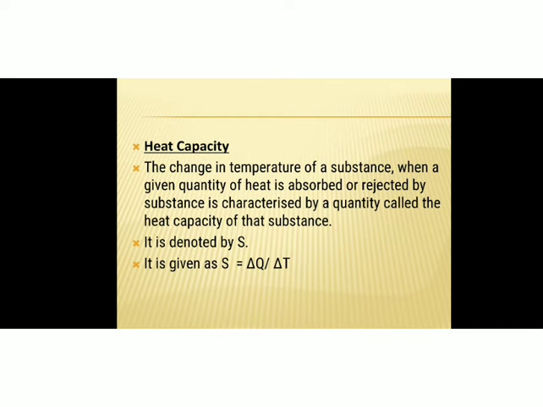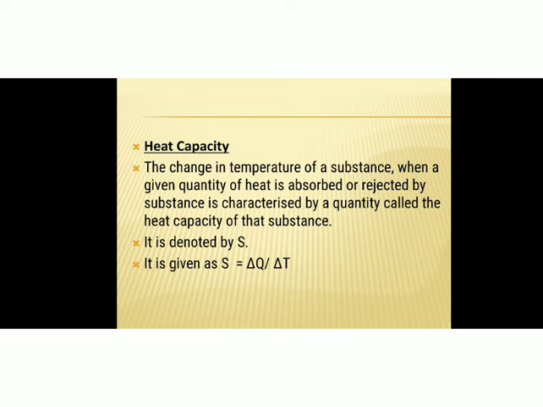Next, let's discuss heat capacity. So what do you mean by heat capacity? The change in temperature of a substance when a given quantity of heat is absorbed or rejected by the substance is characterized by a quantity called the heat capacity of that substance. Heat capacity is denoted by S, and the equation to find it is delta Q by delta T, where delta Q is the heat energy absorbed or rejected, and delta T is the temperature change.